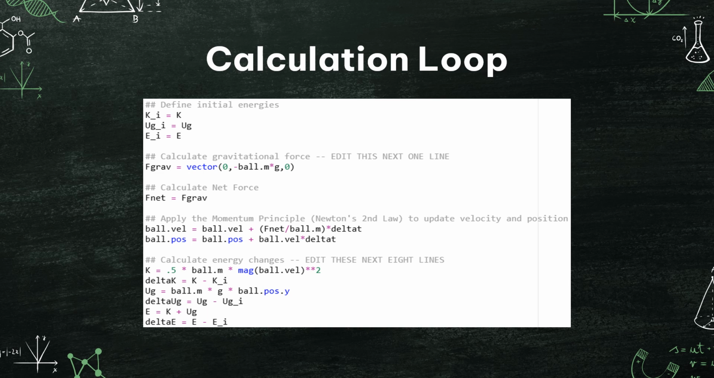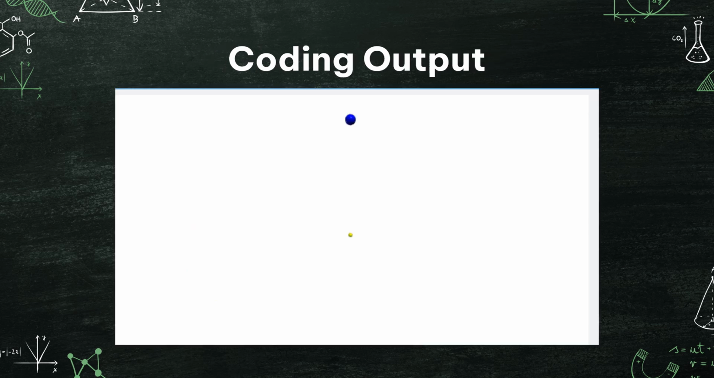And then I've also calculated the energy changes, which includes the kinetic energy, the gravitational potential energy, and the total energy. Here is one of the outputs of my code. The blue ball falling refers to the chicken jockey, and the yellow ball in the middle refers to the ground or the ring that the chicken jockey lands on.